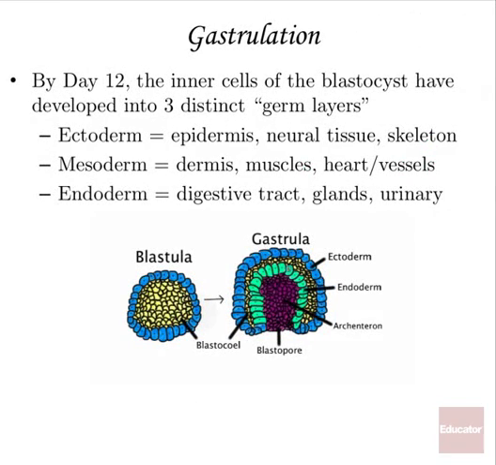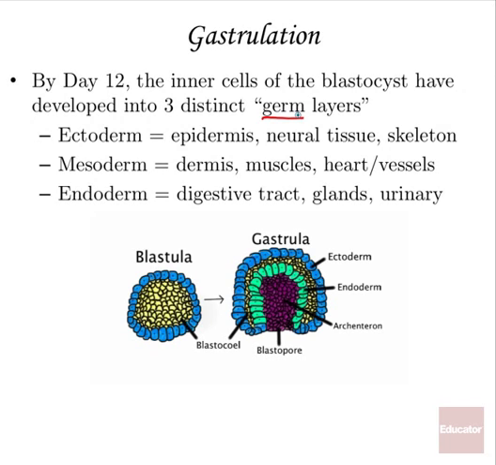All right, so after this blastocyst has implanted itself, further development happens within that inner mass of cells. By day 12, the inner cells of the blastocyst have developed into 3 distinct germ layers. Germ here, don't think of bacteria. Think of the word germination, like in plants, in terms of a seed developing and coming to be, making new life. So germ in that sense is like a germination, new life.